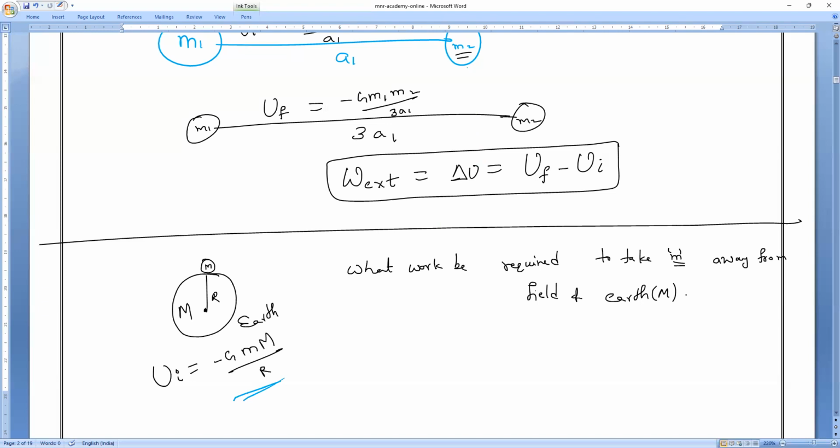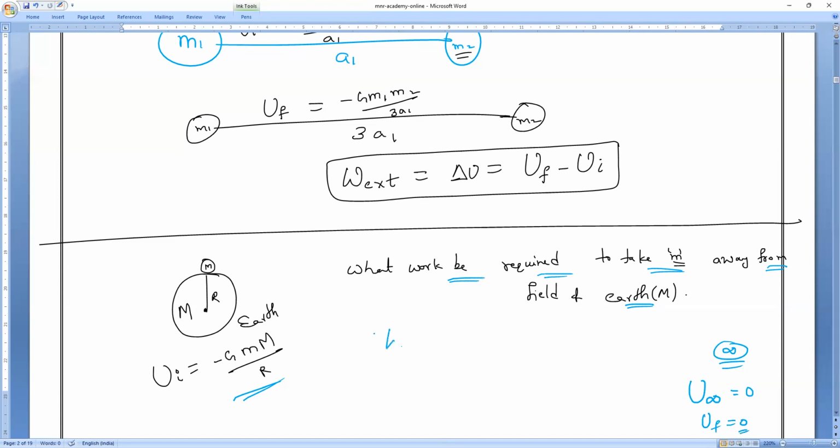Now observe very carefully the screen. The answer is there in the question itself. What work would be required to take m away from the field of the Earth? Away from the field of the Earth means it reaches what distance? Infinity distance. What is the potential energy at infinity? Whatever it is, 0. That is the final potential energy.